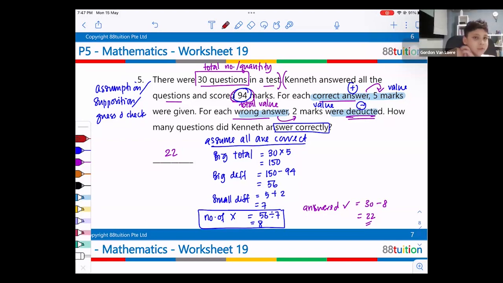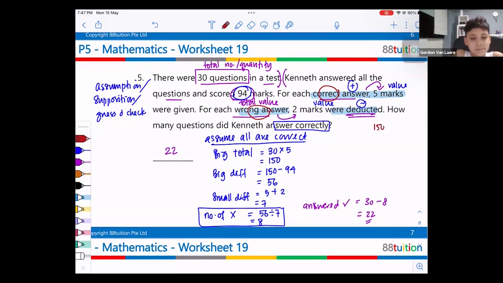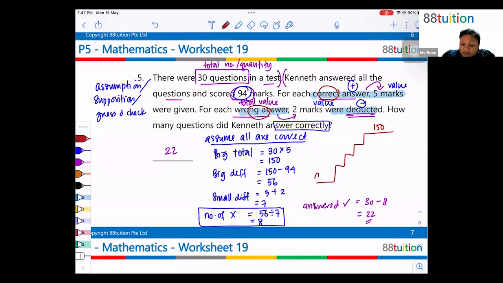What is the small difference? Small difference means the difference between the correct answer and the wrong answer. Why would you need that? Because otherwise I wouldn't be able to. It's like this. When I assume everything is correct, my total marks is 150, right? But because actually I only get 94 marks. So that means Kenneth only gets 94 marks.